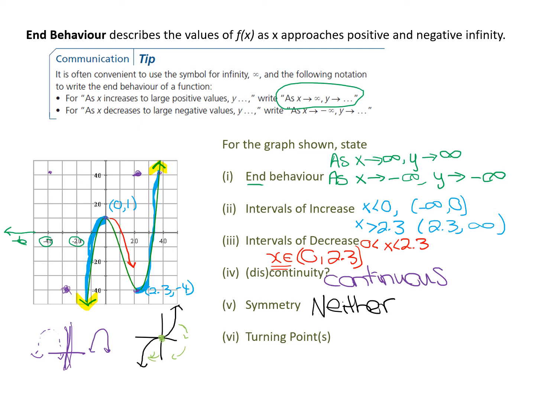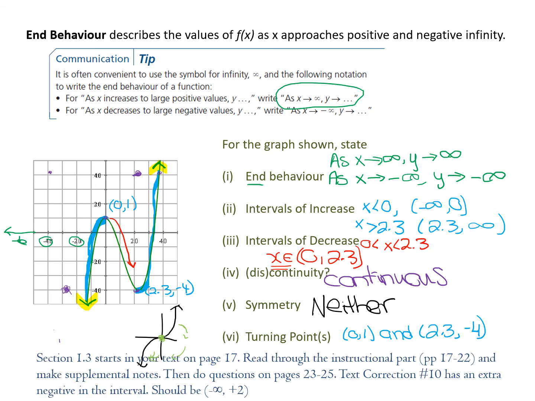The last characteristic is turning points. Turning points are any place we change from increasing to decreasing, and we already labeled them in light blue, so I'll put them up here again. We've got a turning point at (0, 1), and we've got another turning point at roughly (2.3, -4). So those are our two turning points. I'm just going to erase this because I have more stuff coming up on my screen.